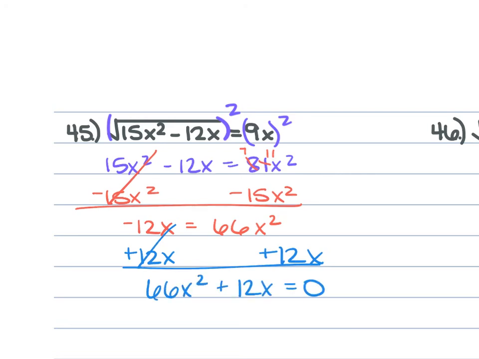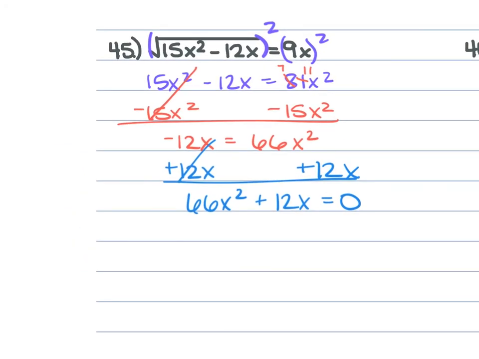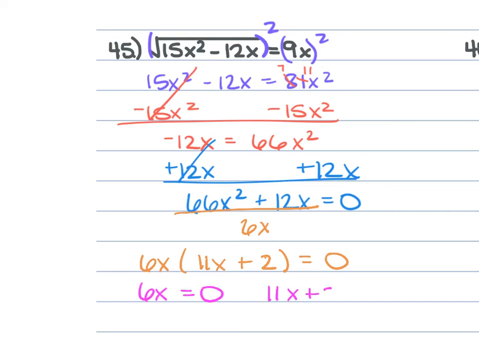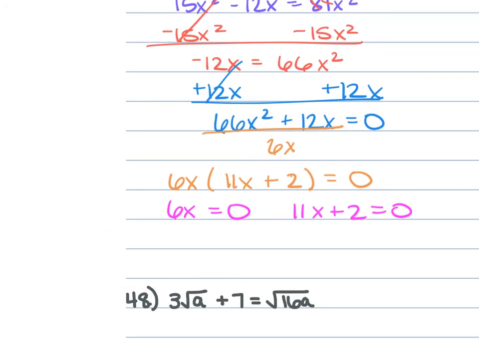So from here, we are going to factor. What's our greatest common factor between both of these? Well, we know 6 goes into both, so does the x. So this is going to leave us 6x times 11x plus 2 is equal to 0. So 6x is equal to 0, and 11x plus 2 is equal to 0.